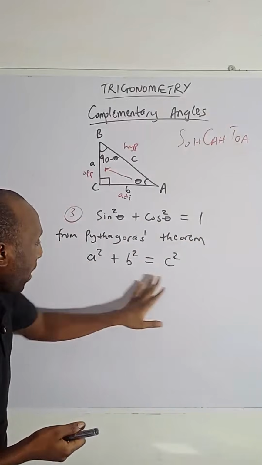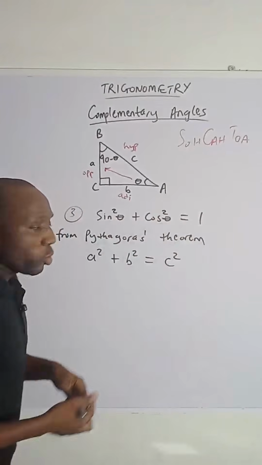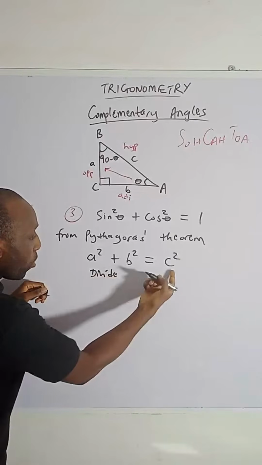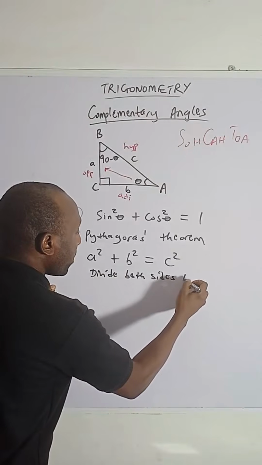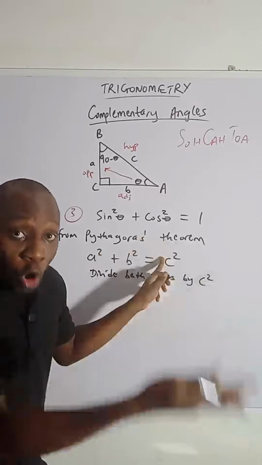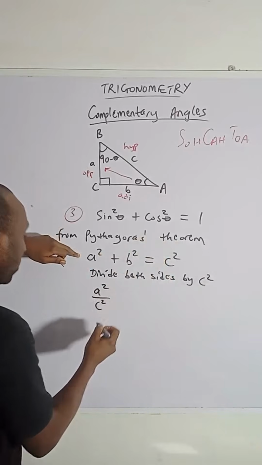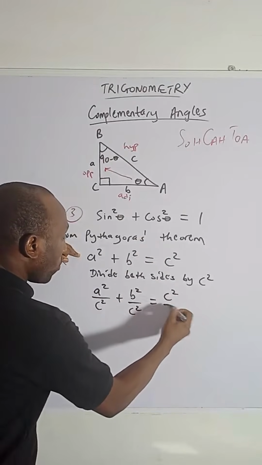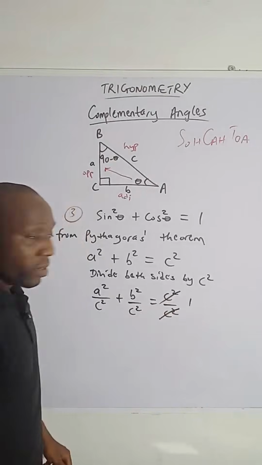Now, since we have this, we're trying to prove that this is equal to 1. So what do we do naturally? We're meant to divide both sides by c squared. I'll just write it here, for those of you who are writing: divide both sides by c squared, because I want to make what I have on the right-hand side 1. Does that make sense? So I'm going to have a squared over c squared plus b squared over c squared is equal to c squared over c squared. Do you understand that? So this cancels this, you have 1.